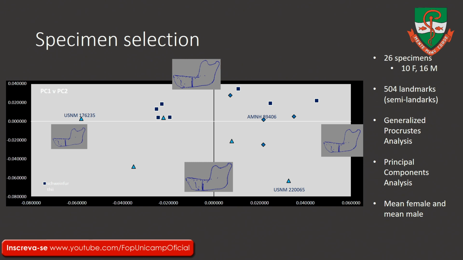The landmark coordinates were converted to shape coordinates by generalized Procrustes analysis, and principal components analysis was used to determine the patterns of shape variation. For this work, males and females were analyzed separately, and the male and female specimens that are closest to the mean centroid form were selected for our finite element modeling.